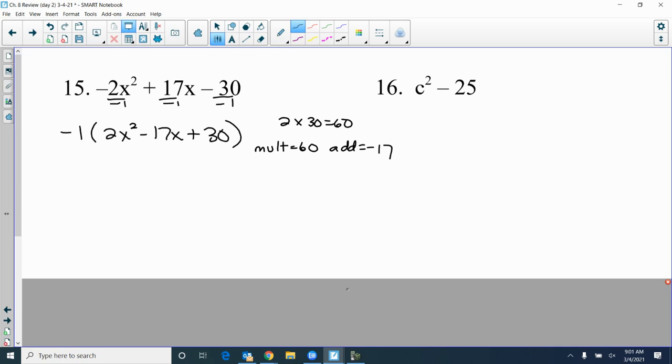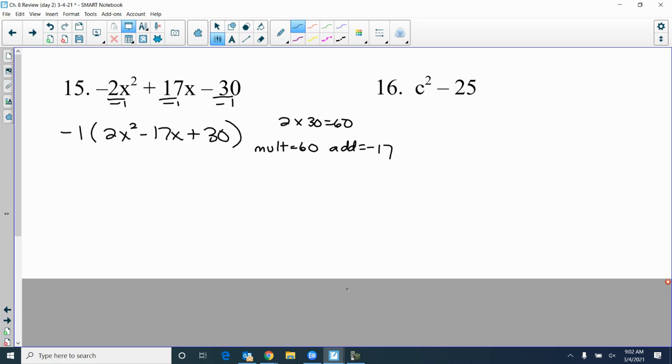Zane, do you know what two numbers multiply to 60 and add to negative 17? 20 and 30. Well, then they don't add to negative 17. They both have to be the same sign. Negative 5 and negative 12? What's negative 5 times negative 12? Yeah, so that doesn't work.